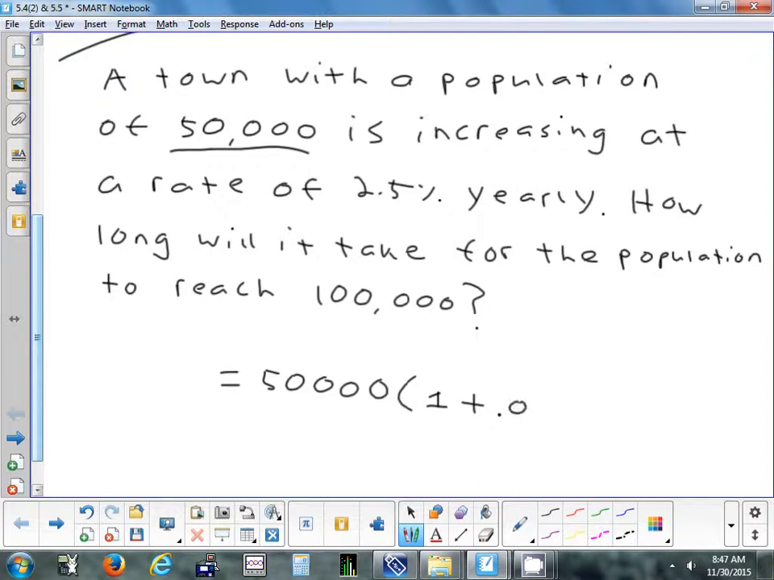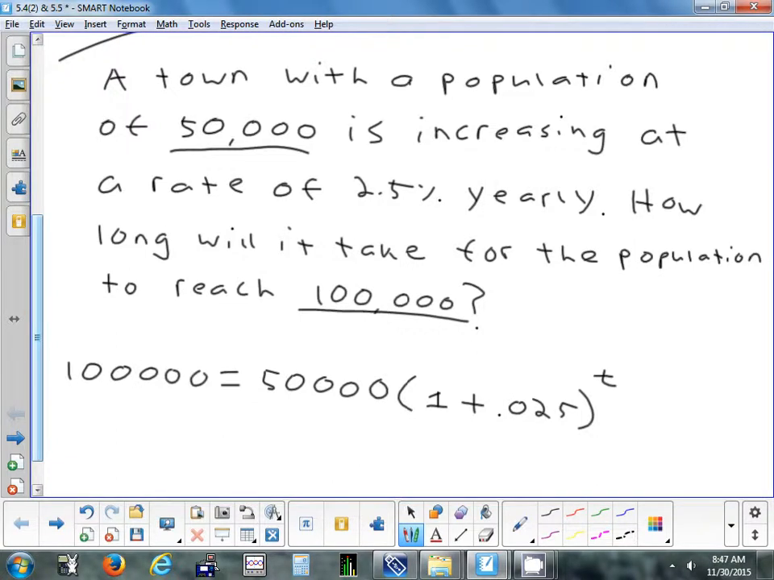Okay, 0.025. Raised to the, Nick, what do I use for my exponent? Yep, it's going to be yearly. So what letter do we usually use for time? T. So we use T. And Amanda, we want to know when this population reaches how much? 50,000. Oh, no. Starting at 50. Yeah, 100,000.